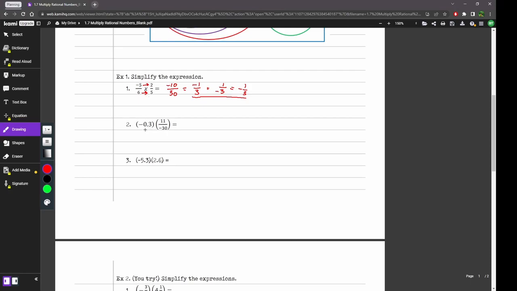I happen to find that multiplying fractions is easy because you're just multiplying across, easier than a decimal. So I'm going to take this decimal and turn it into a fraction. You take the number and its place value, which is the tenths place. So we do 3 over 10. Don't forget to bring over your negative because that doesn't go away. Then we multiply it by 11 over negative 30. Multiply across, we end up with negative 33 over negative 300.